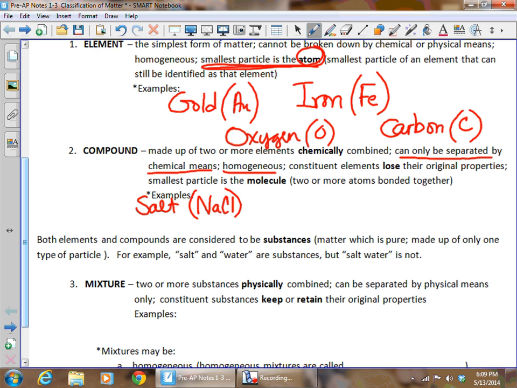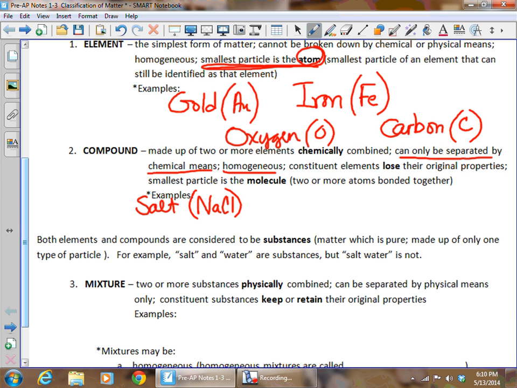Now, one thing that's interesting about compounds is that their constituent elements, for instance, of salt, sodium and chlorine, lose their original properties. Sodium chloride is a perfect example of this. Sodium, pure sodium metal, is a silvery colored substance that will blow up when you put it in water. Chlorine is a yellowish colored gas that will kill you if you breathe it. Yet we put salt on our food, and when we put it in our mouths we don't explode, and we don't die from breathing toxic gas.